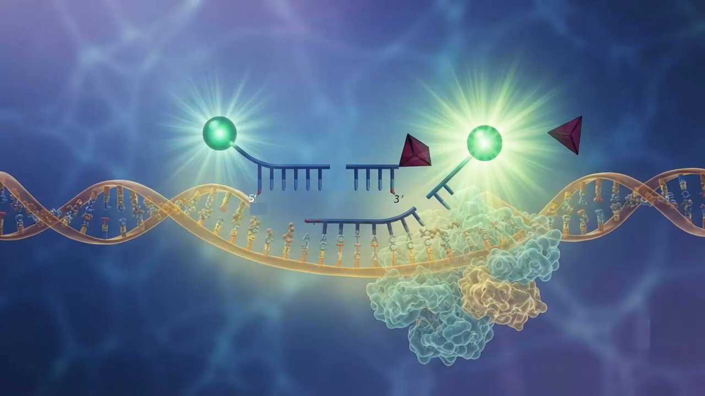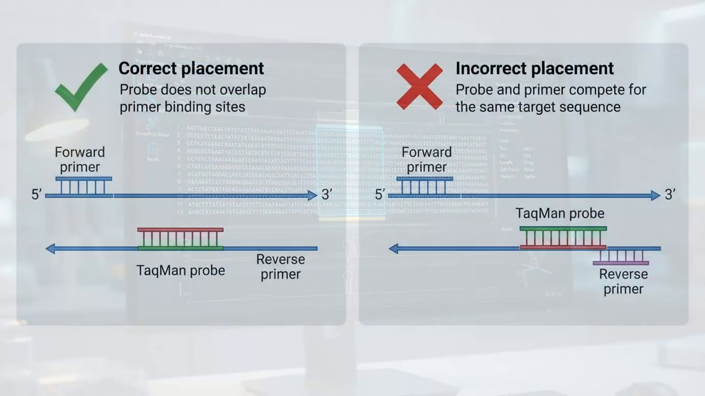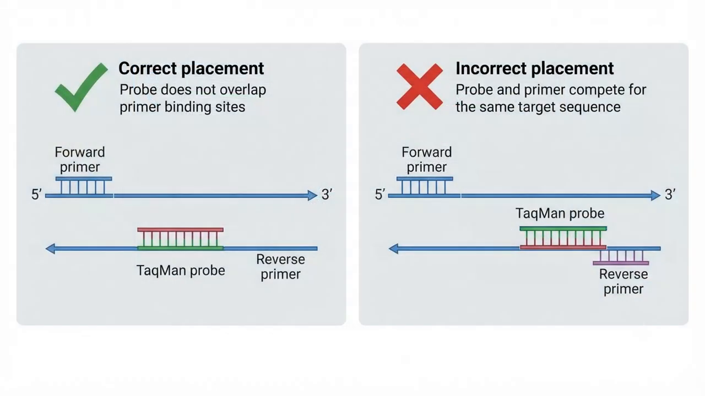This is what makes TaqMan assays so specific. Fluorescence is generated only when the correct target sequence is recognized, bound by the probe, and cleaved during amplification. Understanding this mechanism makes nearly every probe design rule much easier to understand. The first design decision is surprisingly simple. Where should the probe be located? The answer is straightforward: inside the amplicon, between the two primers.